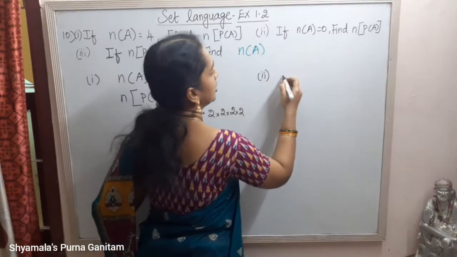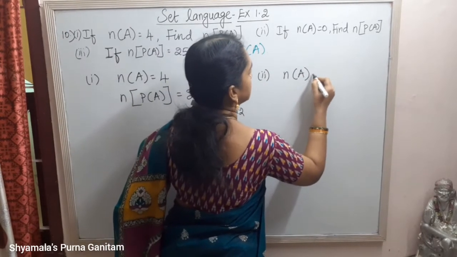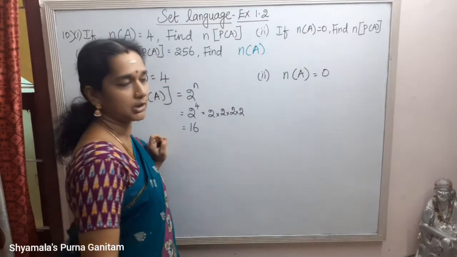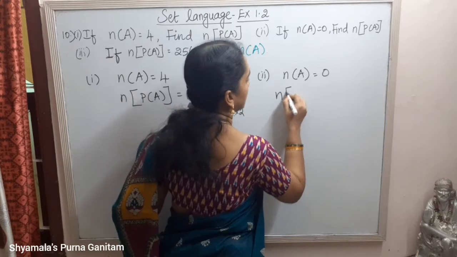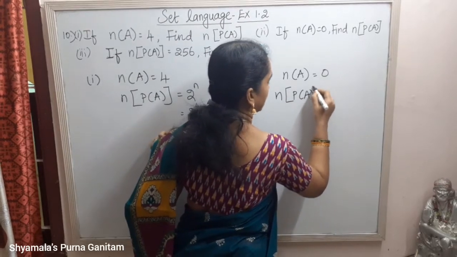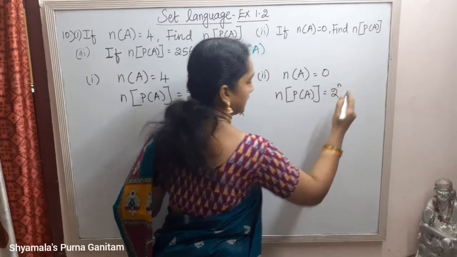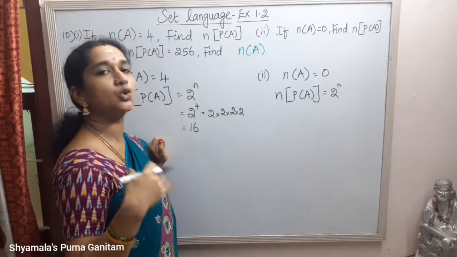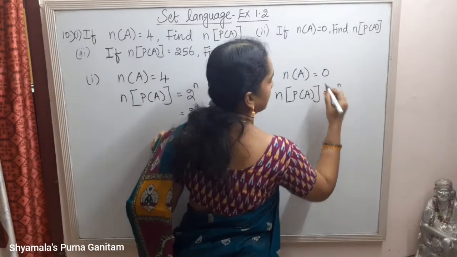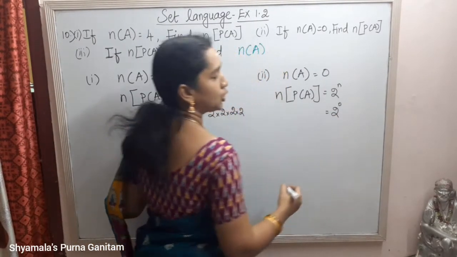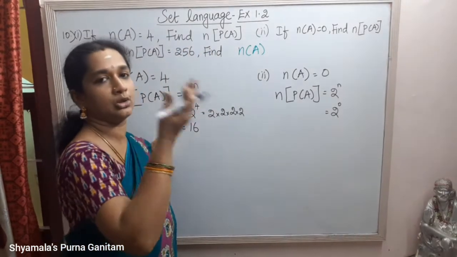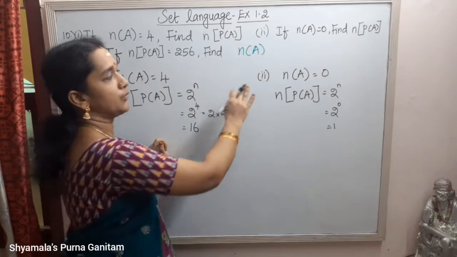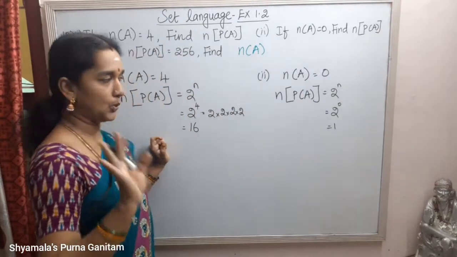In the second sum, n of A is 0, that is, it is a null set. No elements are there in that. So if n of A is equal to 0, what will be n of P of A? The formula to find the number of subsets is 2 power n. So here the number of elements is 0. So 2 power 0. Anything raised to the power 0 is equal to 1. So n of P of A, for n of A is 0, is 1.